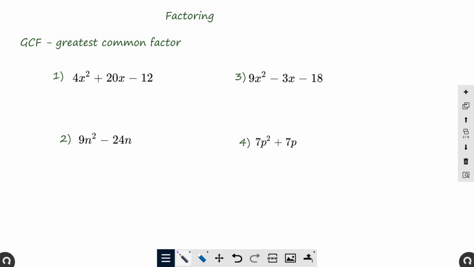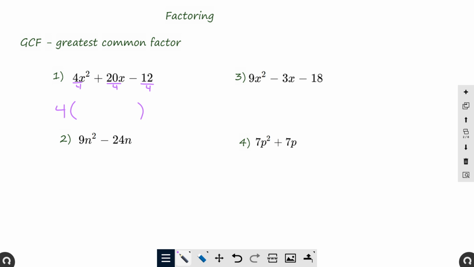Now I like to start with the coefficients or the numbers first. What's the biggest number that goes into 4, 20, and 12? 4. So for GCF, you don't have to write down this extra work, but I like to go through and divide that GCF out. But what we're actually going to do is put it in front of some parentheses, and then we divide it out to see what's left, because it's the opposite of multiplication.